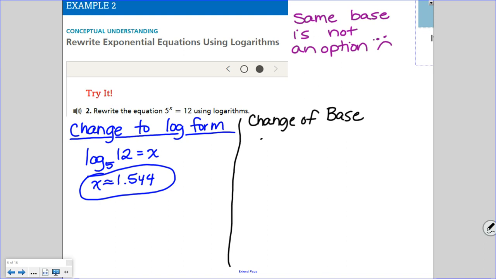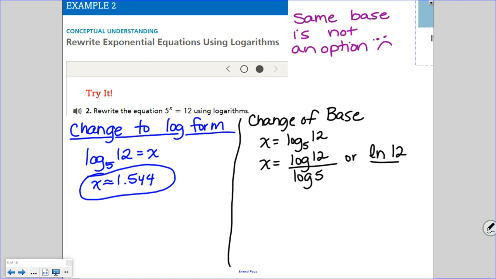Change of base says that if I know that x is equal to log base 5 of 12, then x is equal to the log base 10 of 12 divided by the log base 10 of 5. Or if instead I wanted to use the natural log, I could say it's equal to the natural log of 12 over the natural log of 5.